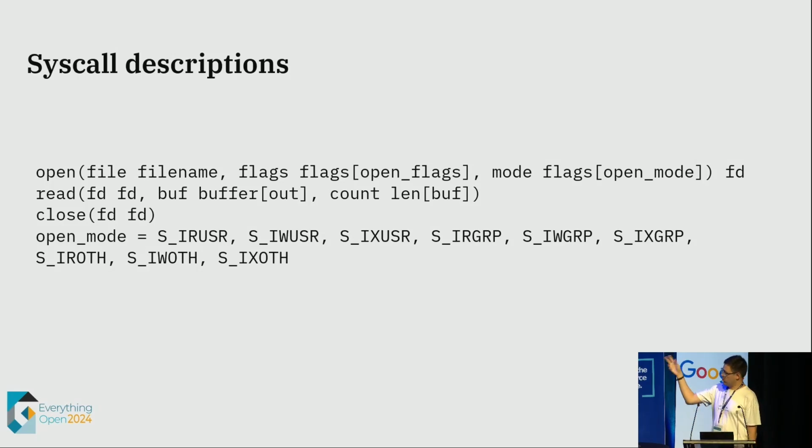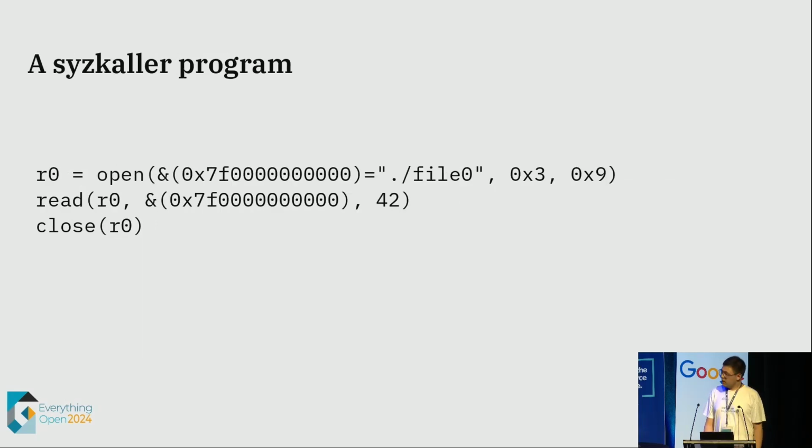After you change these descriptions, there's some internal tooling to turn that into magic Go code and to extract all the relevant constants you need from the kernel source. This is a program written by the fuzzer, again from the documentation. As you can see, it's just a simple sequence of syscalls. This gets passed to syz-executor.